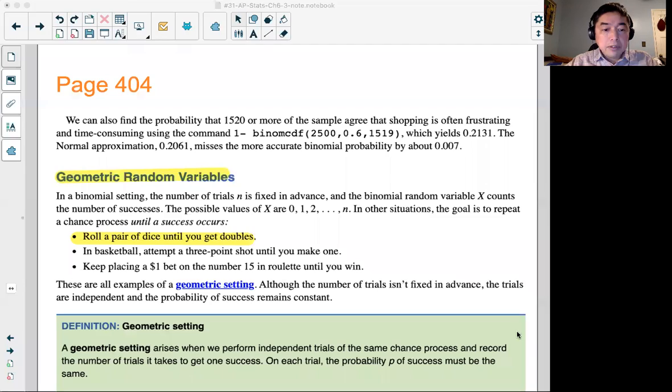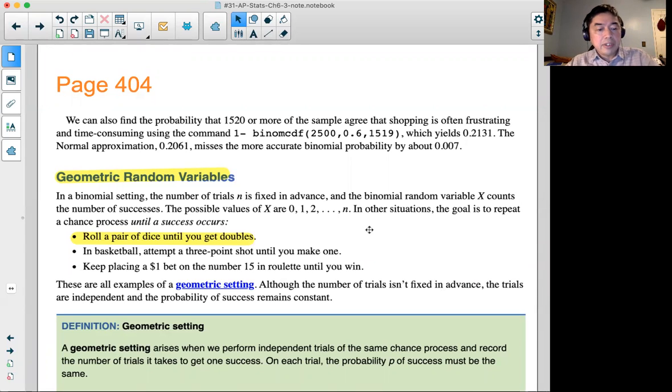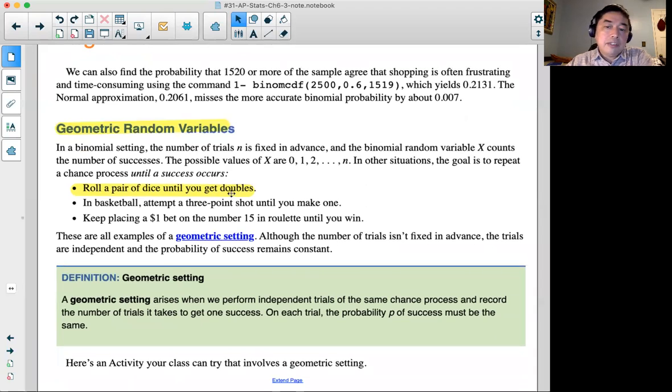Okay, this is AP Stats, assignment 31, chapter 6-3, geometric random variables. It's slightly different probability, and this is one of the examples.